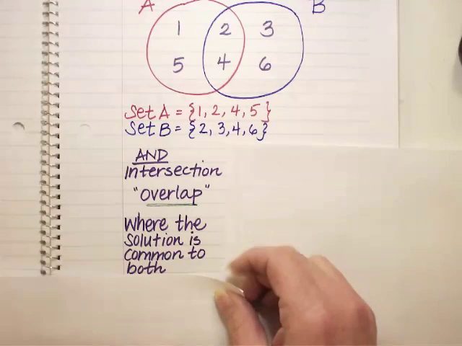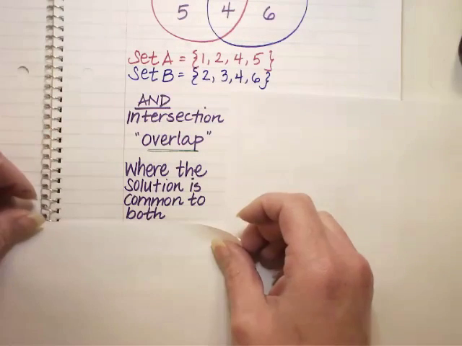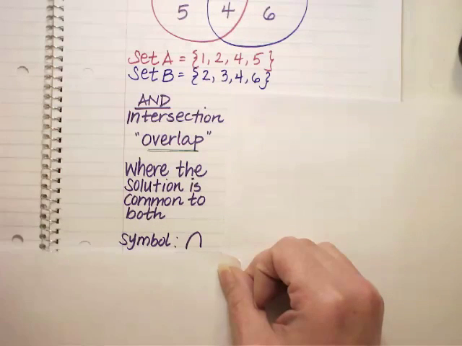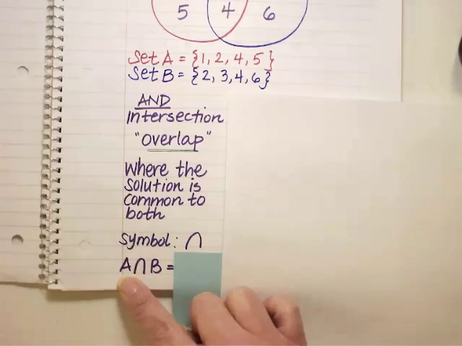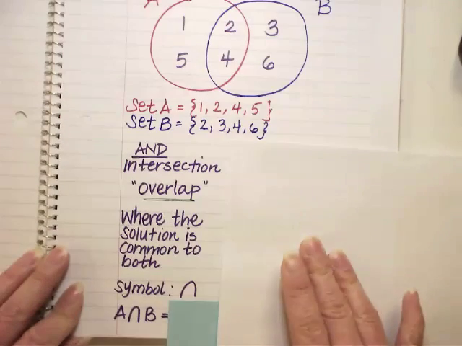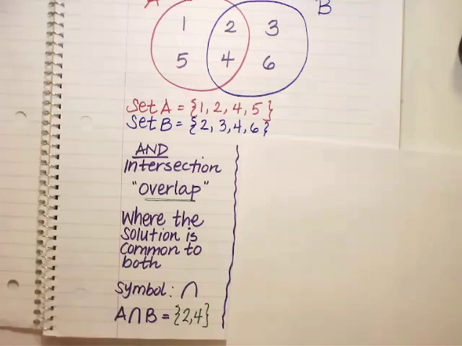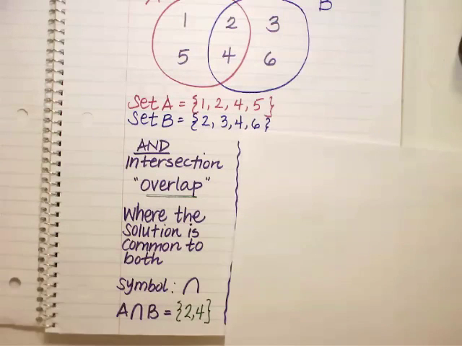We use the symbol that looks like an upside down U, or some people say it looks like an N for and. I'm looking for A and B, or A intersection B. What numbers do you think they are? What numbers are in A and B? Did you guess 2 and 4? If so, you are correct. The numbers 2 and 4 are both in A and in B. They have to be in both of them.